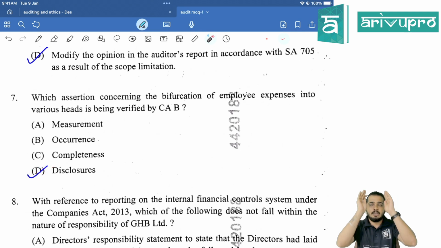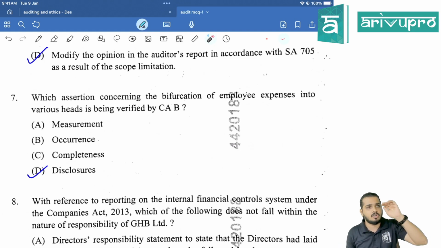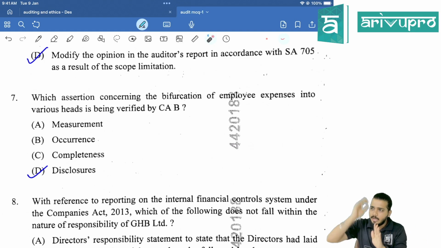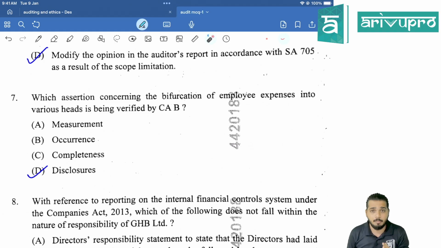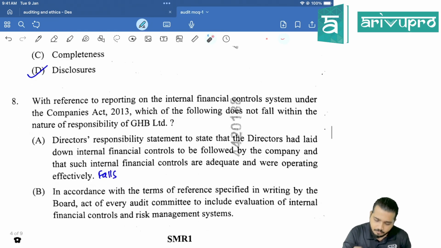Right? Next, which assertion concerning the bifurcation of employee expenses is being verified? Sir, disclosure in your financial statements, you can't just write employee benefit expense. You have to give in notes to accounts, you have to give employee benefit expense. What are the different type of expenses that you have?